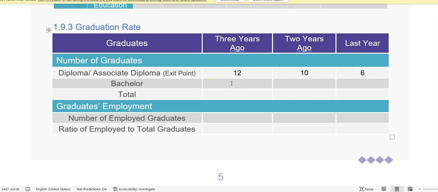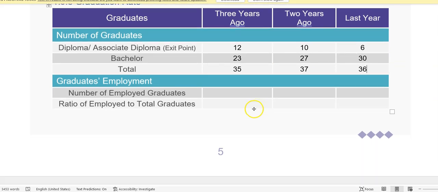Last year, 6. The bachelor, maybe you have 23. 2 years ago, 27. Last year, you have 30. So all number of graduates in general is not related to the cohort or the enrolled students. 3 years ago, I had 23 bachelor and 12 diploma, which is the total of 35. I have here 37 and now 36.